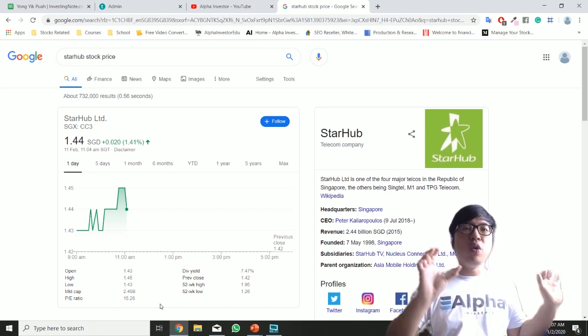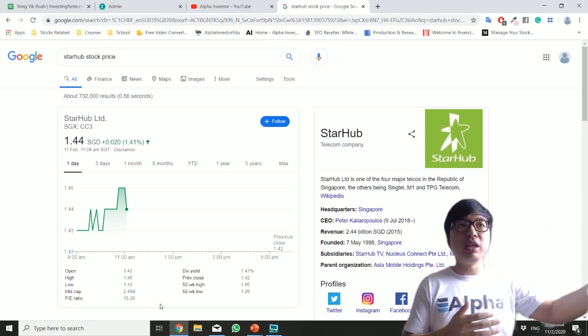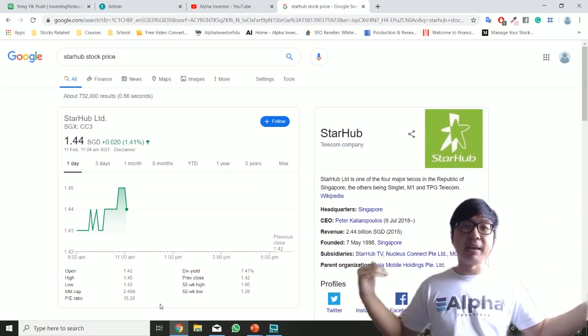What is the PE ratio and how should you make a decision based on this PE ratio? Which one to throw out the window, which one to dive in further to investigate more, okay?